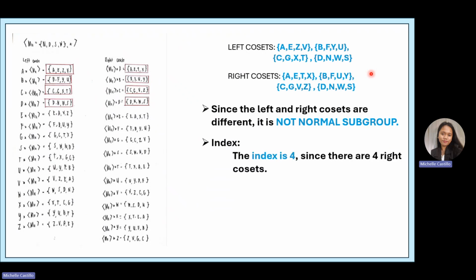For the index, it is equal to 4 since there are 4 right cosets. Then for the factor group, it doesn't exist since this subgroup is not a normal subgroup.